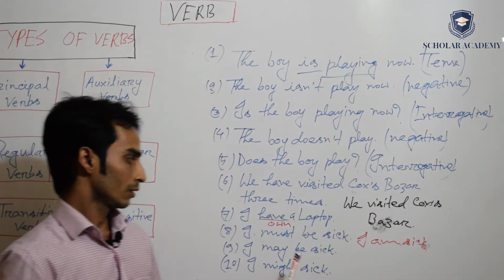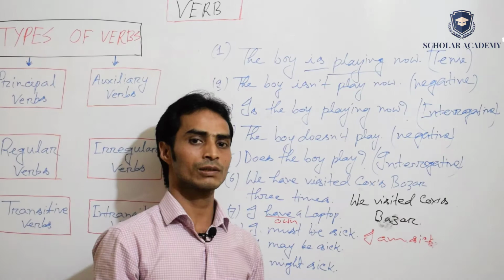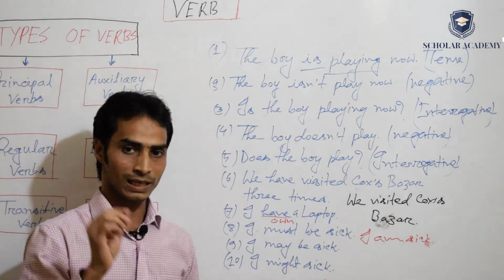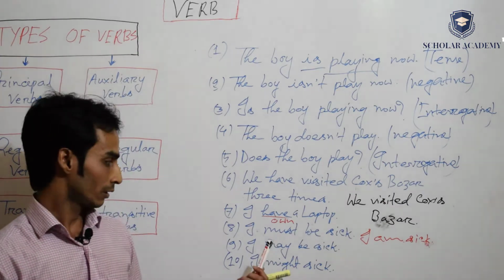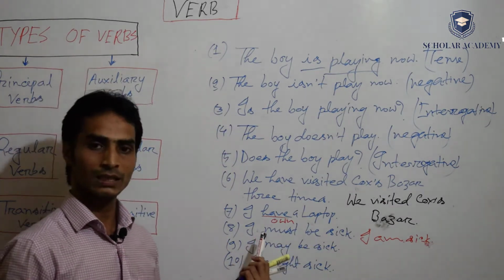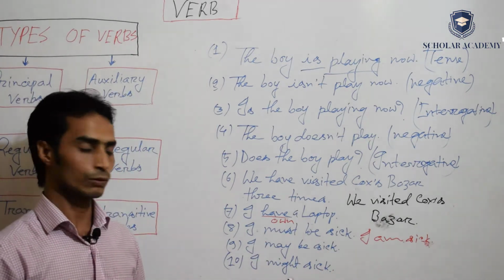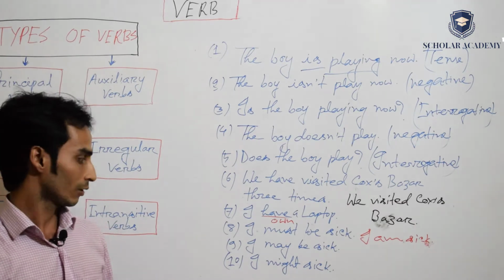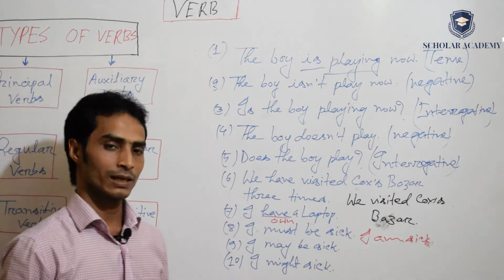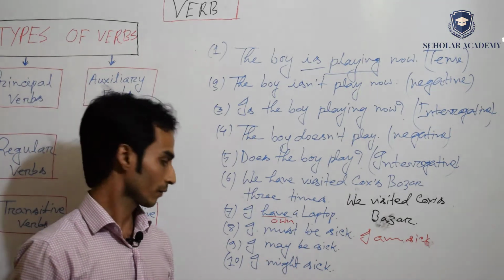But if a speaker is 95% sure about something happening, he will use must. That means the sentence will be: I must be sick. And if a speaker is 50% sure, they can use may, might and could. That means I may be sick and I might be sick.